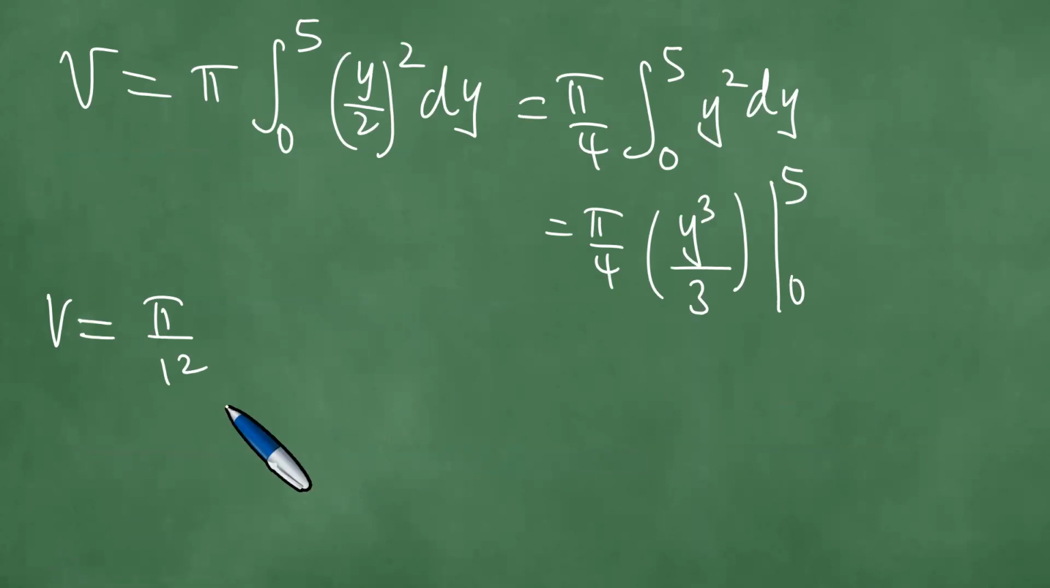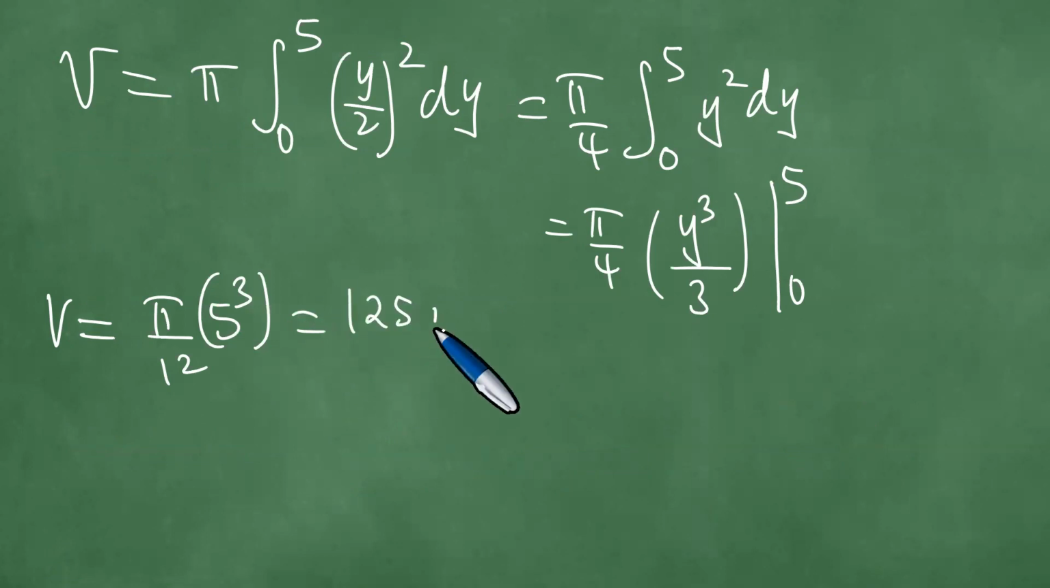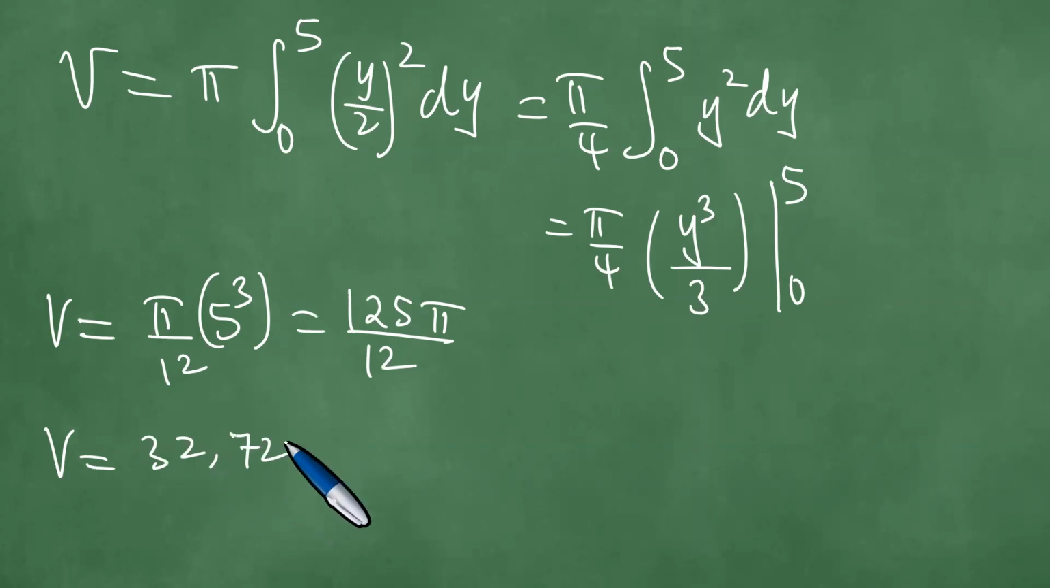So now, what is all this? 5 cubed, 125 pi out of 12, which means V is 32.72 cubic units, like this. Okay, so that is the answer.